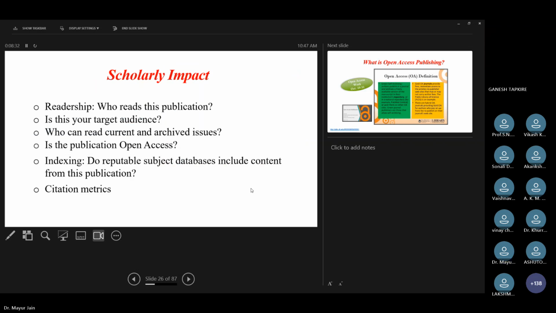Okay. Then the scholarly impact, that indicates who is going to read your publication, right? That is, the readers in different countries, in India, in different locations. Who is your target audience? For whom are you creating your study: whether you are creating it for policymakers, for scientists, or for engineers.